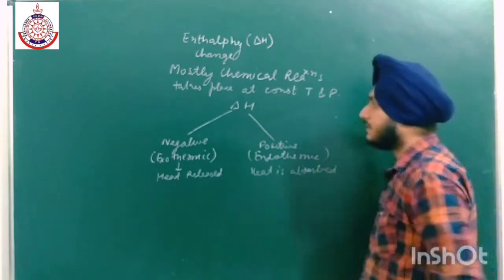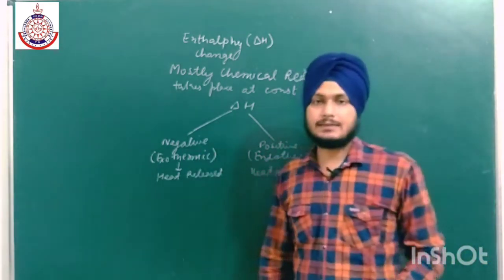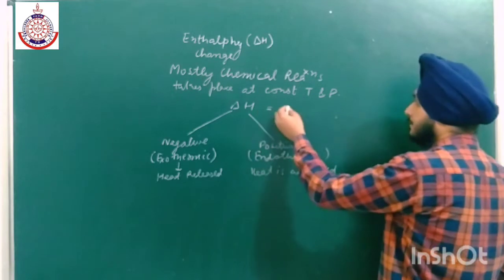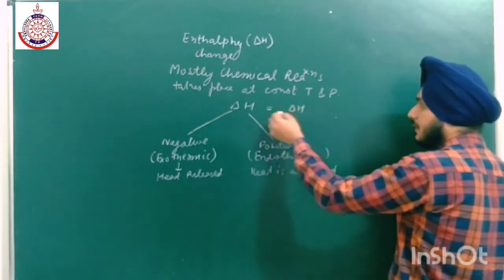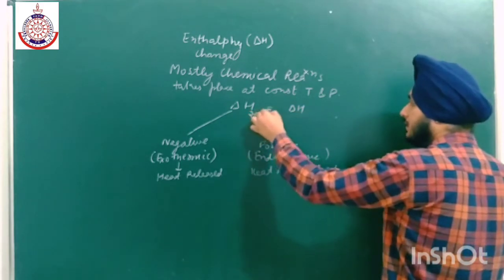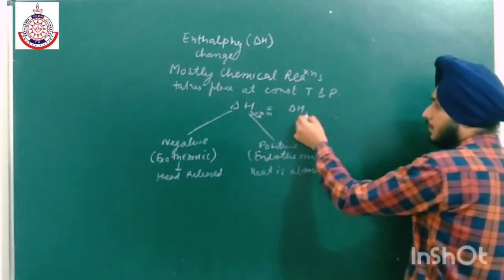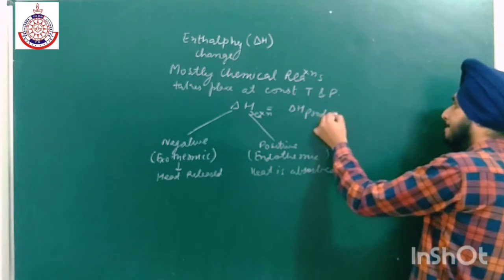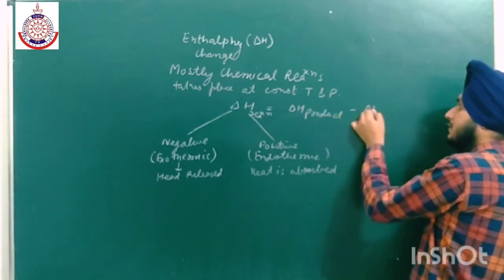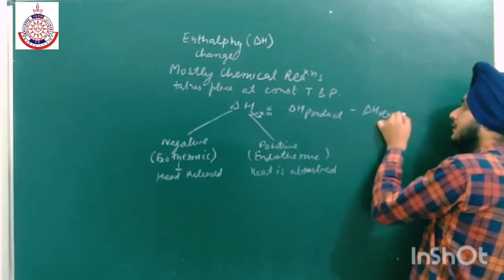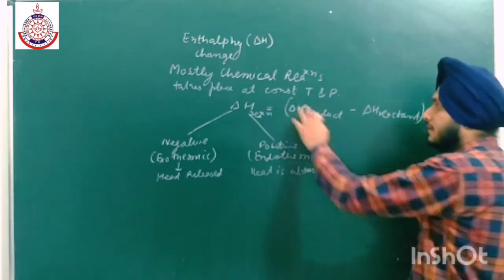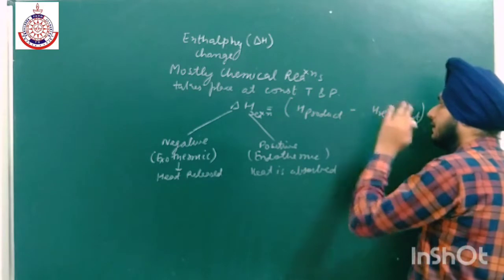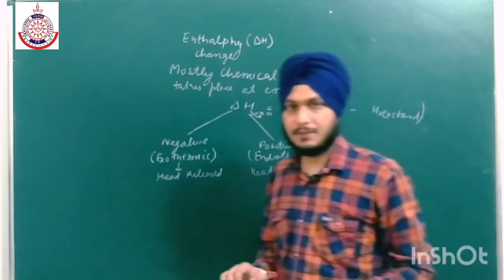Okay, why is it negative? Because the delta H of a reaction is nothing but the delta H of product minus delta H of reactant. Or you can say the enthalpy of product minus the enthalpy of reactant. We are taking only the enthalpy of product minus the enthalpy of reactant.